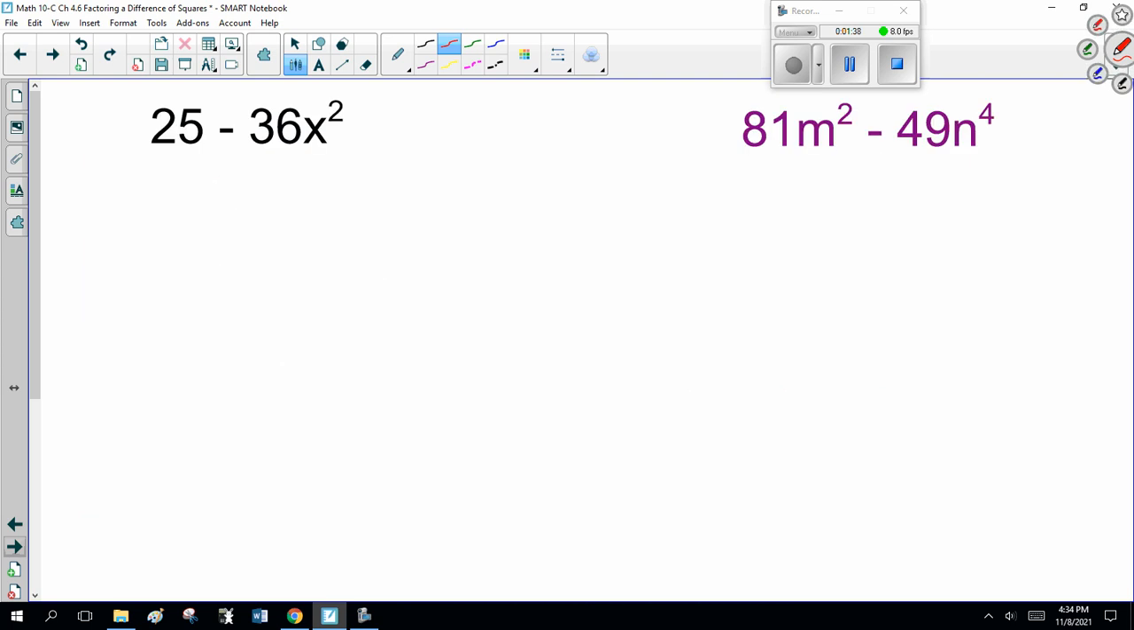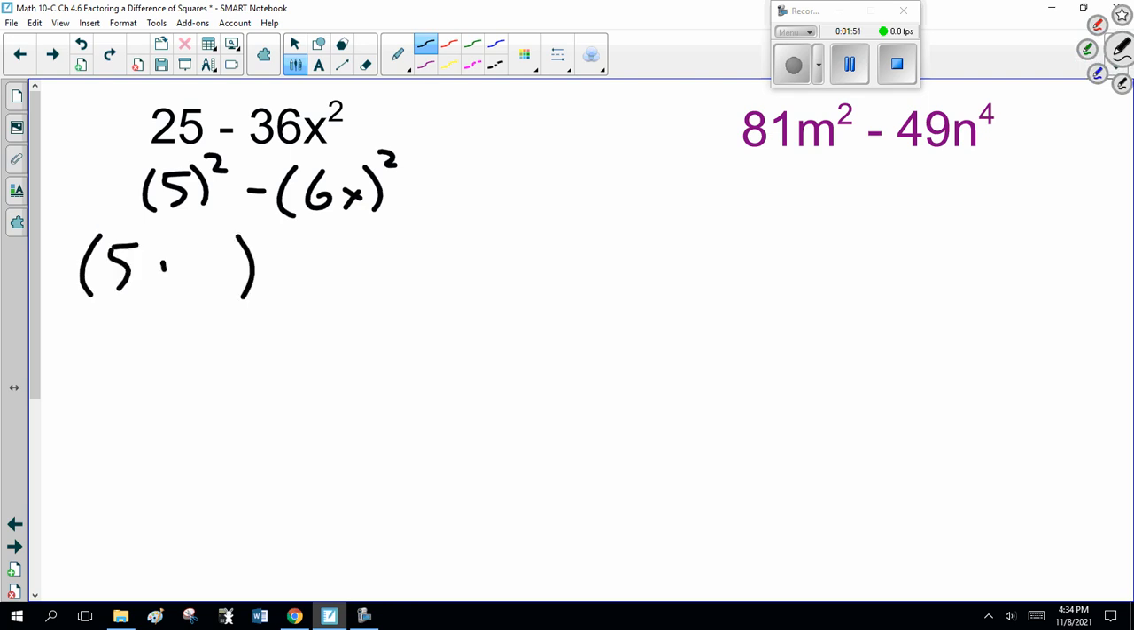So let's do some examples. 25 minus 36x squared. This is 5 squared minus (6x) squared. So this is (5 + 6x)(5 - 6x). So you see how that goes? And if you can see the trick, then it's really easy.